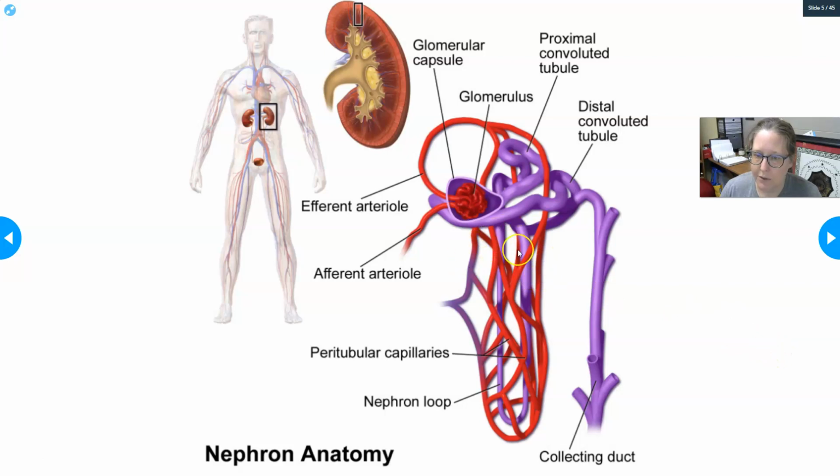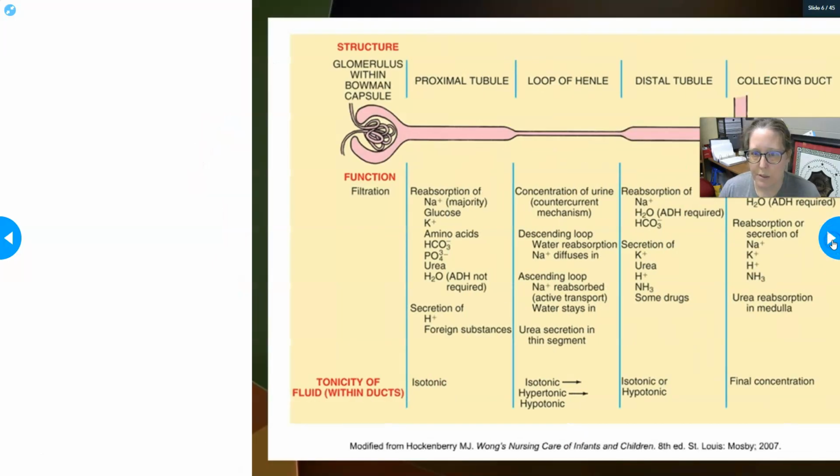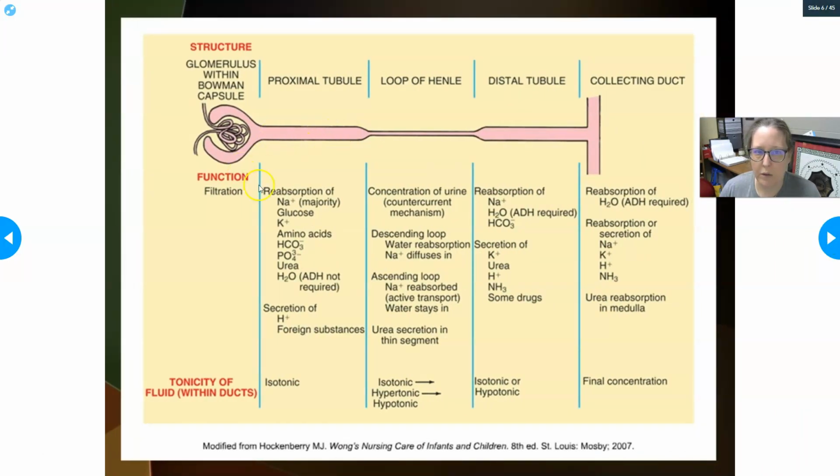There's capillaries that are wrapped around the tubules in the nephron loop to absorb and secrete different substances. And so, the Bowman's capsule does filtration. In the proximal convoluted tubule, there's a lot of reabsorption going on. So sodium, glucose, potassium, amino acids, etc. There's a little bit of secretion going on.